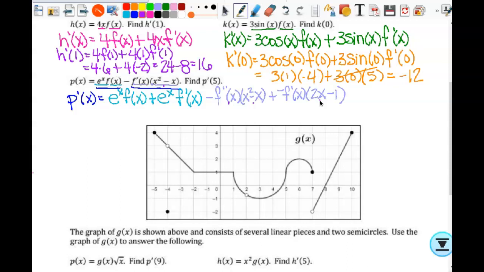Are we good to move on to P prime of 5? All right, find your P prime of 5. Yes, plug it in. You may have to go down the side a little bit because there's not a ton of room.